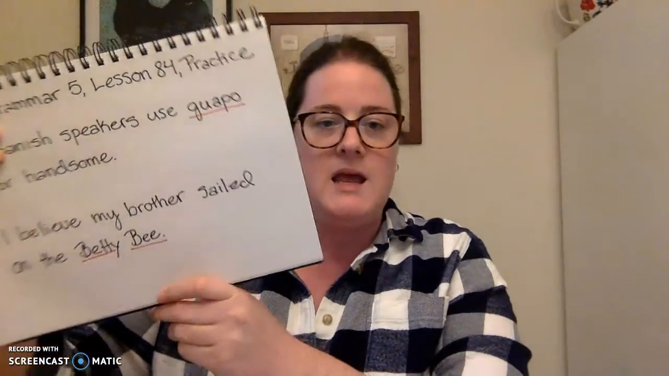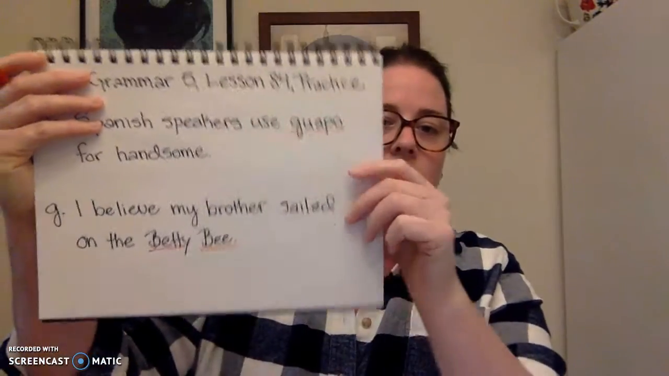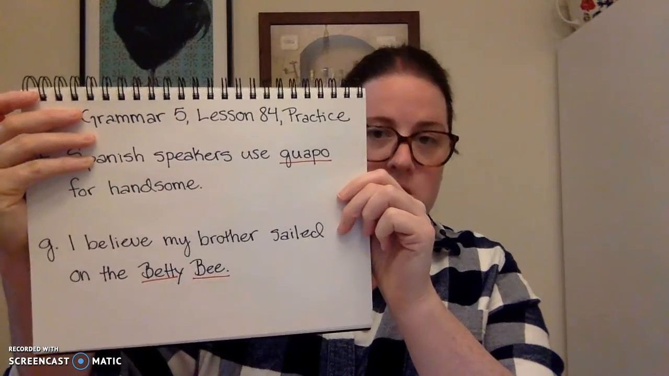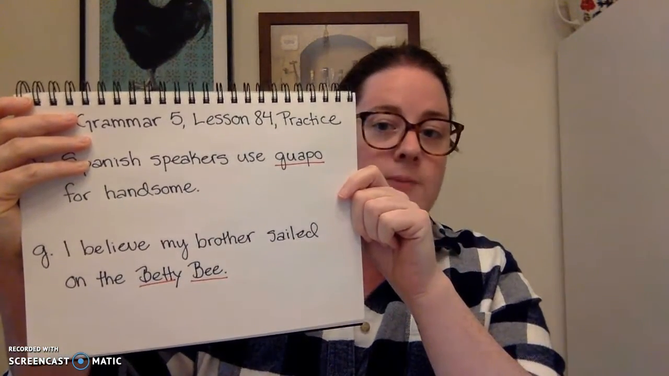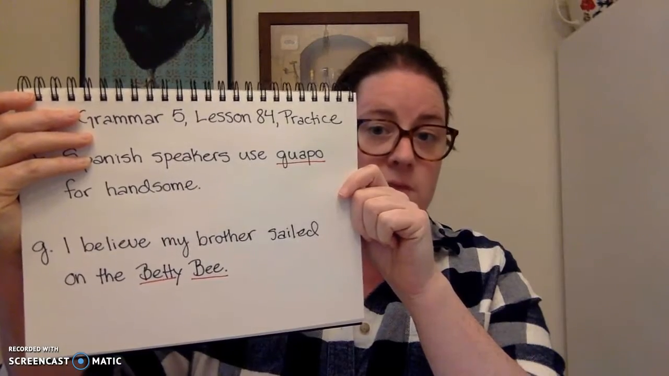And sentence G, "I believe my brother sailed on the Betty B." Betty B, because it is capitalized, we know is the name of the boat that his brother sailed on. Notice how we only capitalize Betty B. We don't capitalize the. It's not part of the name of the boat. So that is our practice.